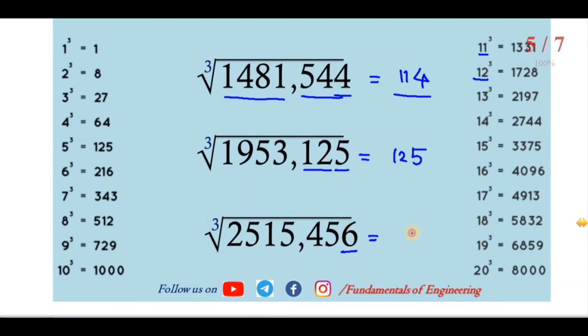Then if 6 is there, our answer digit number will be 6. Then consider these numbers 2513. Earlier perfect cube, you can see here 2197. So 136 is the cube root of this number.